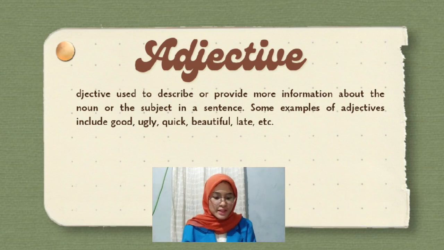Next, adjective. Adjectives are used to describe or provide more information about the noun or the subject in a sentence. Some examples of adjectives include good, ugly, quick, beautiful, late, etc.